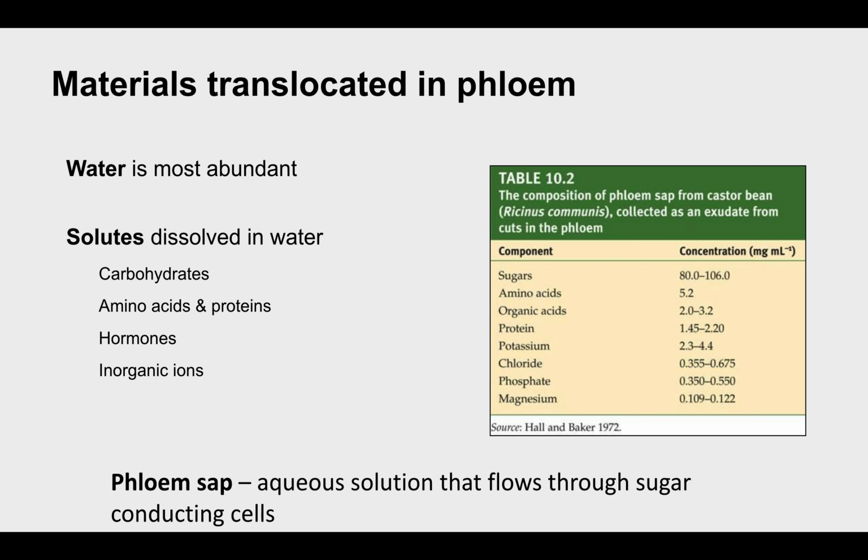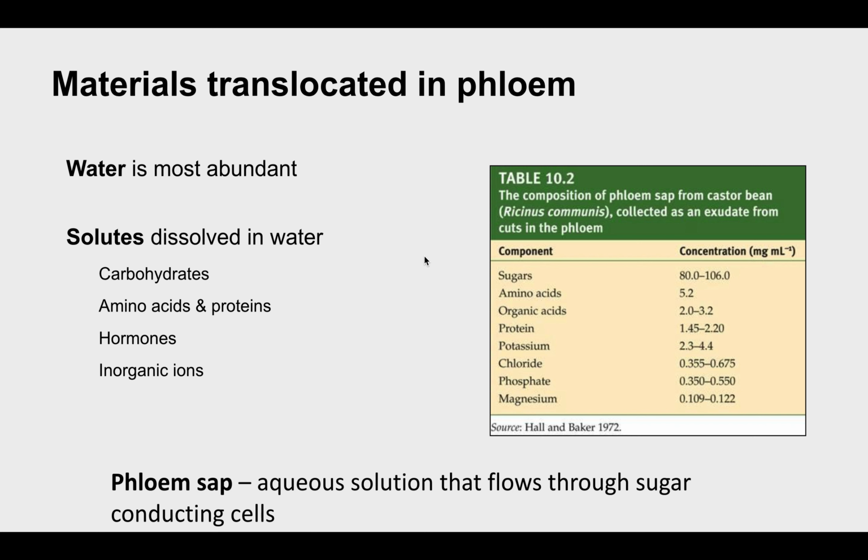It might be things like hormones, right? So plants have hormones. Hormones need to be transported to where they're needed, as well as many of the inorganic ions that we often find. So many of the nutrients that maybe the plant has taken up from the soil, right? Together, the water and the solutes, we would call that the phloem sap. Right? It's the aqueous solution, so the water solution that flows through our sugar-conducting cells.